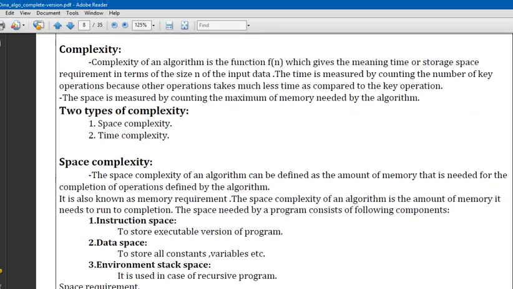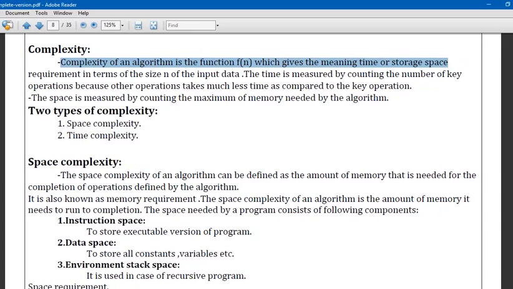In this complexity section, the complexity of an algorithm is a function f(n) which gives the measure of time or storage space required for the data to be processed. That means when you are running a program, the amount of data and time required is compared to the complexity unit. Here we have two types of complexity, space and time.